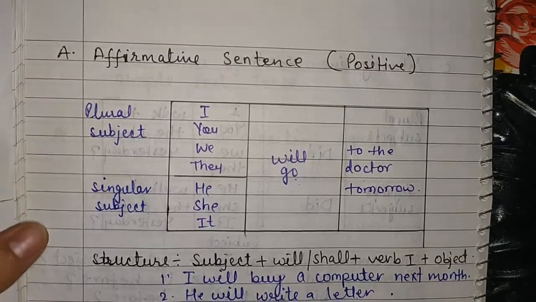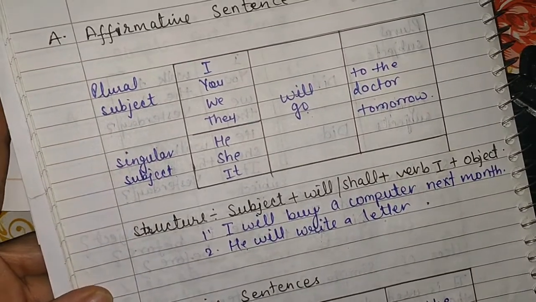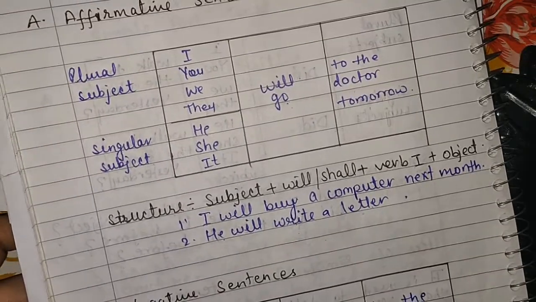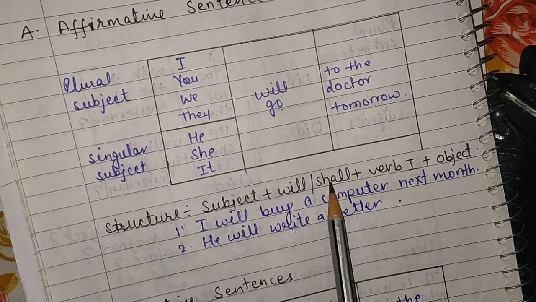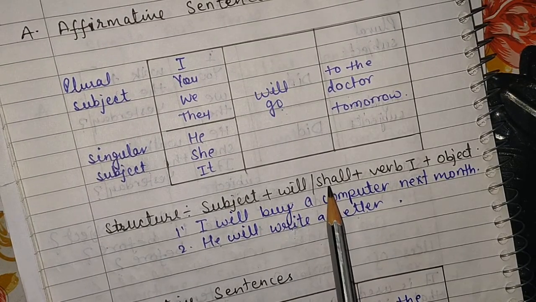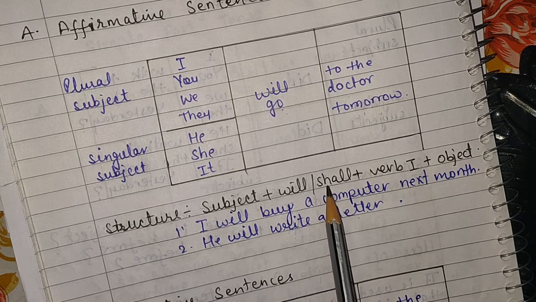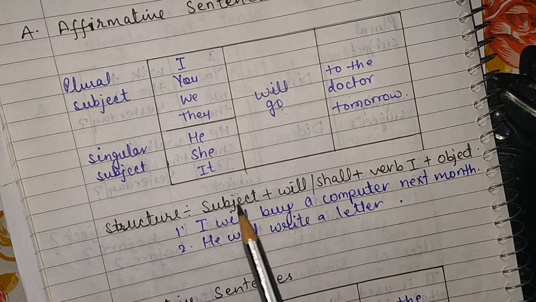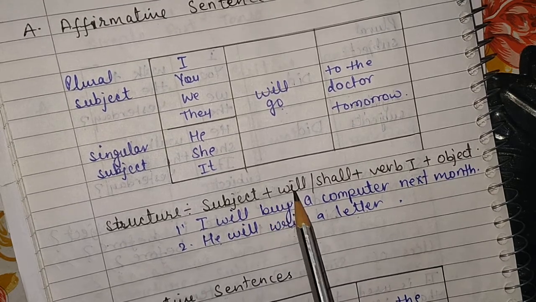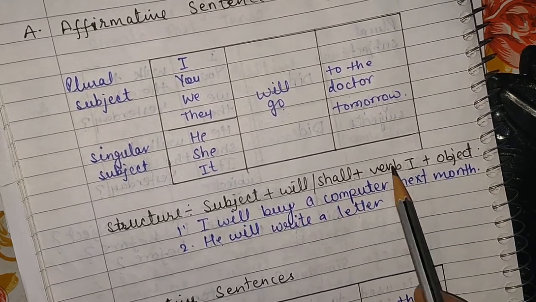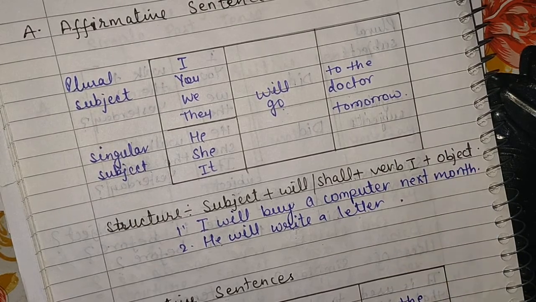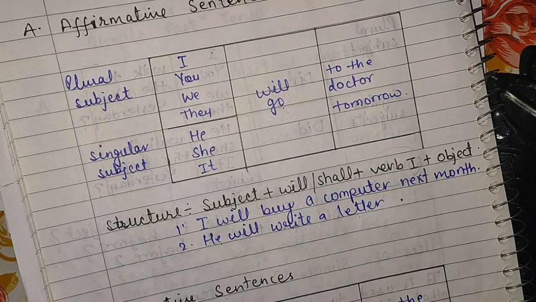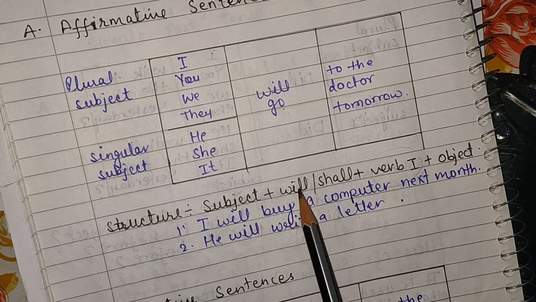So now let's see the structure of the affirmative or positive sentence in simple future tense. As I have told you, will and shall are the helping verbs which show that the sentence is in future tense. So the structure is subject plus will or shall plus verb 1 plus object. Here also we are using only the first form of the verb. So for the future, will or shall.